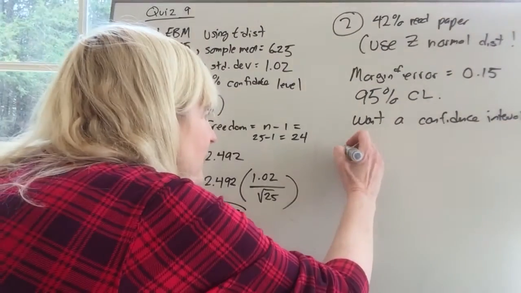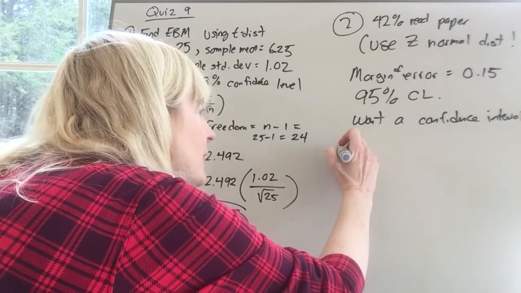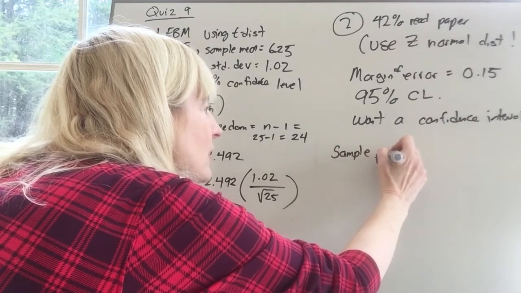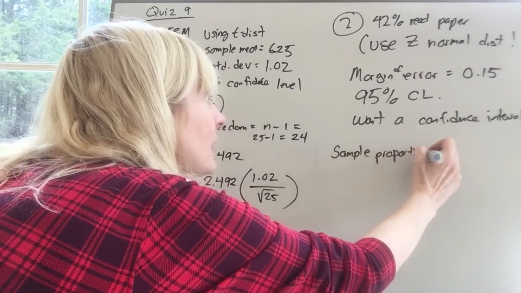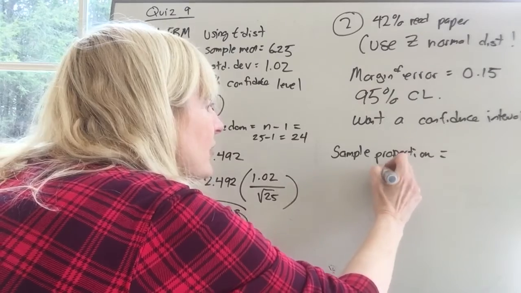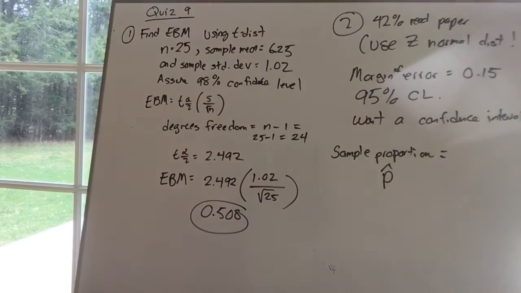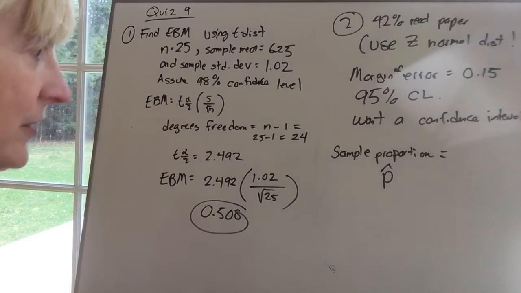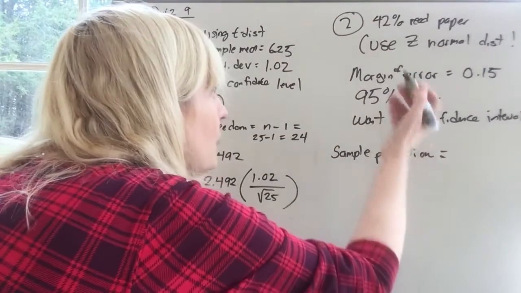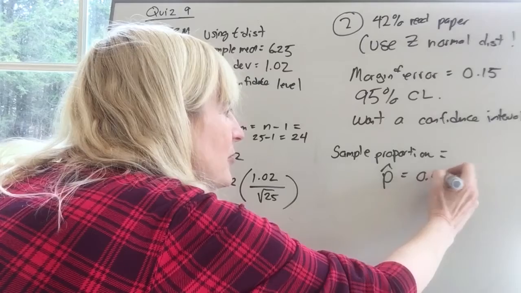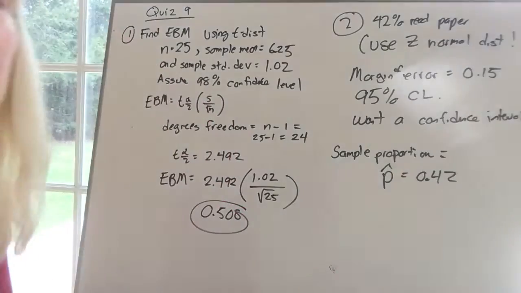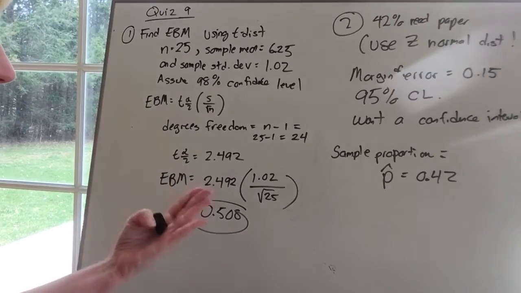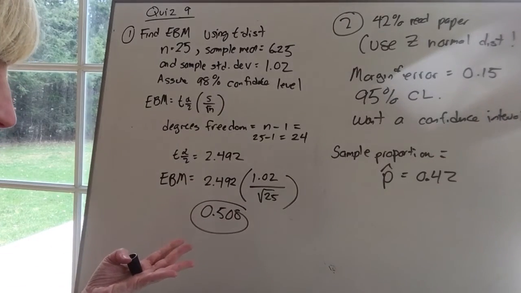So we have this thing called the sample proportion, because we took a sample, and they designate it as p hat. Okay, so p hat is the proportion. So what is it? It's 42%. If we convert 42% to a decimal, it's 42 divided by 100, which is 0.42. So our proportion of people that read the paper is 0.42.